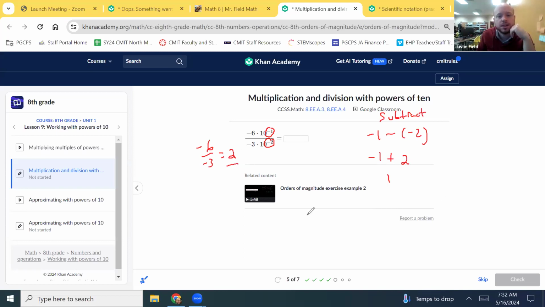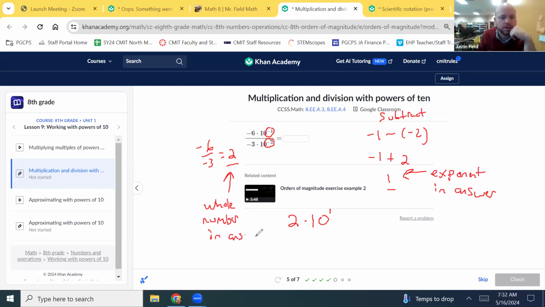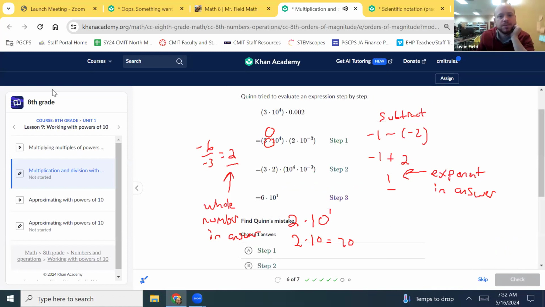So now I'm going to take these, and I'm going to make my expression 2 times 10 to the 1. So the answer over here is my exponent in the answer. And this is the whole number in the answer. And the times 10 is in every answer. But again, 10 to the first power is just 10, and 2 times 10 is 20. So after you get the answer, think about it, and you may be able to simplify further.